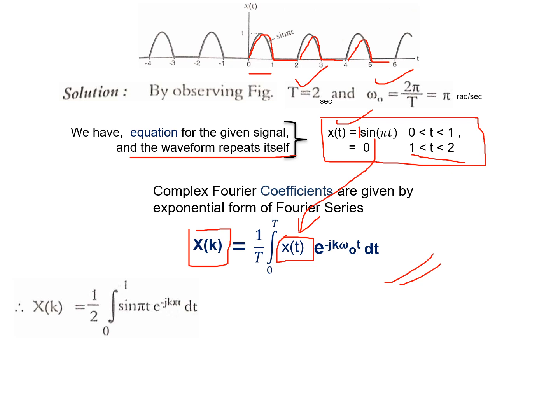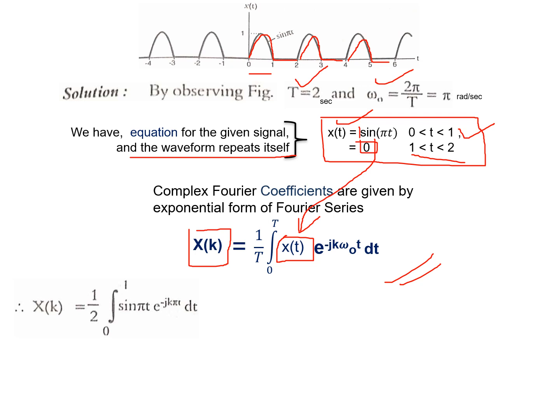See the equation here, 0 to 1. Another interesting thing is, the time period is 2 seconds, but I'm integrating only from 0 to 1. See the limits. Why? Because only from 0 to 1 is the signal equation sin pi t. From 1 to 2 it is 0. Therefore, I am integrating only from 0 to 1. If I write 1 to 2, it is 0, and 0 into anything is 0. Therefore, I am ignoring the second part.